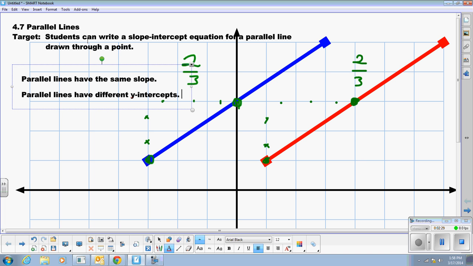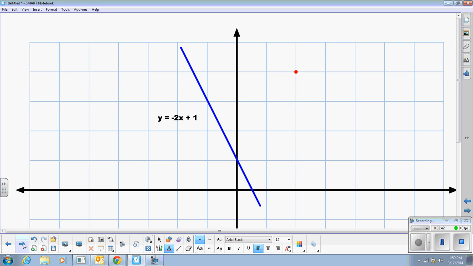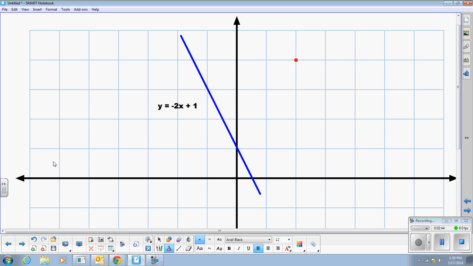What I want you to be able to do when we get done with this is write a slope-intercept equation for a parallel line drawn through a point. So at this point, if you don't have a piece of graph paper, get a piece of graph paper, and you're going to draw a graph like I have here. Pause the video, and draw the graph that I have here.